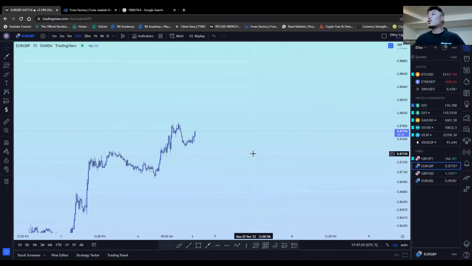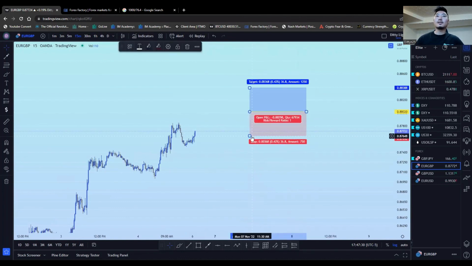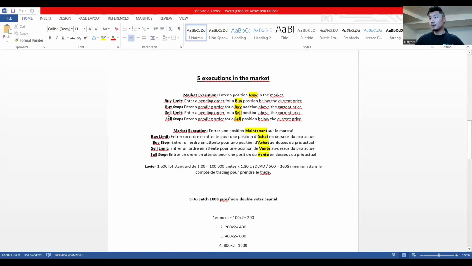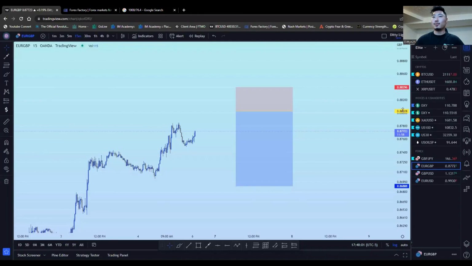So that was the pending orders for buy, and for sell, let's look at the sheet here. Sell limit is entering a pending order for a sell position above the current price. Sell stop is a pending order for a sell position below the current price. So let's go on the chart. My entry price is above, for a short, because this is a short.